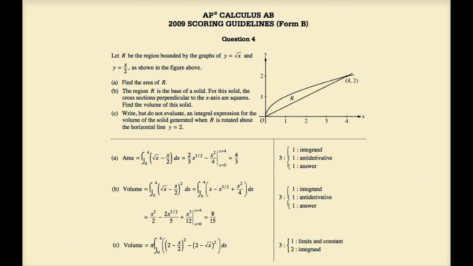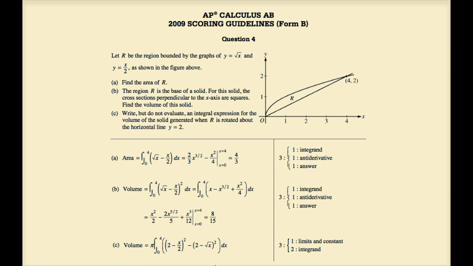And here are the scoring guidelines for this question. For letters B and C, we see that 1 point was given for the correct setup of the integrand, 1 for the antiderivative, and 1 for the correct answer. For letter C, 3 points were given, 1 for the limits and the constant, that's pi, and then 2 for the integrand.